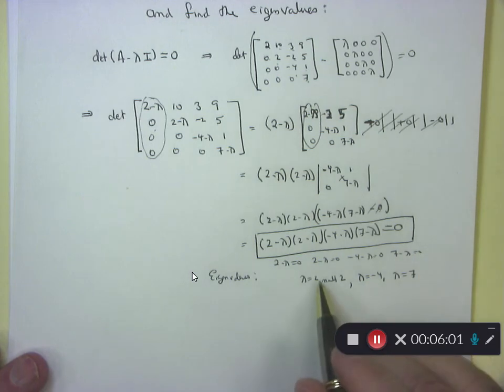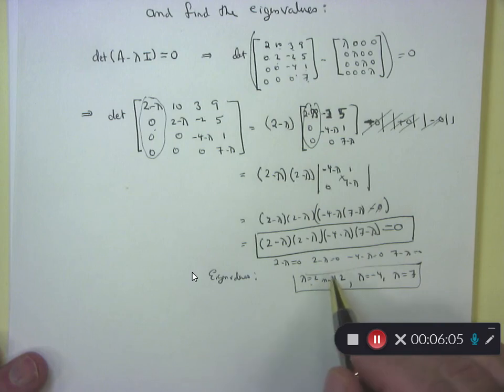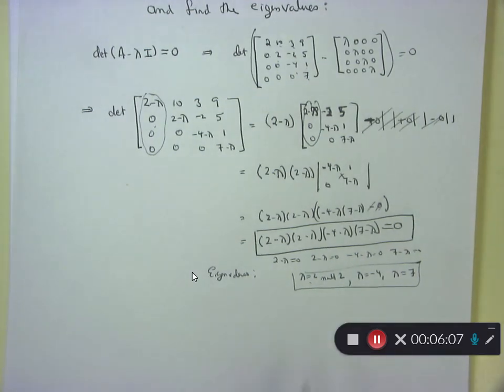So I get 2 with multiplicity 2, which means it's an eigenvalue twice. Lambda equals negative 4, and lambda equals 7. But I didn't have to do all this work to do that one. You should have been able to see that one right from the get-go.